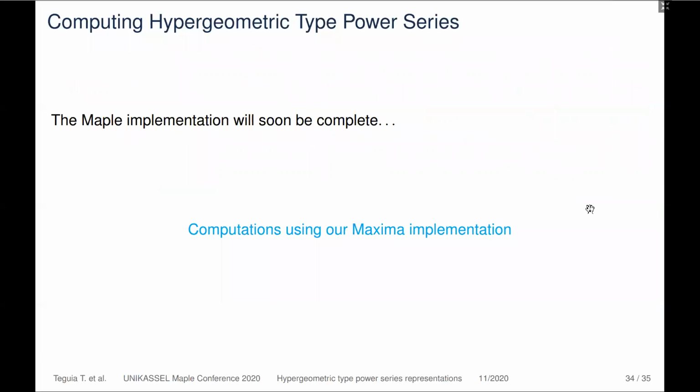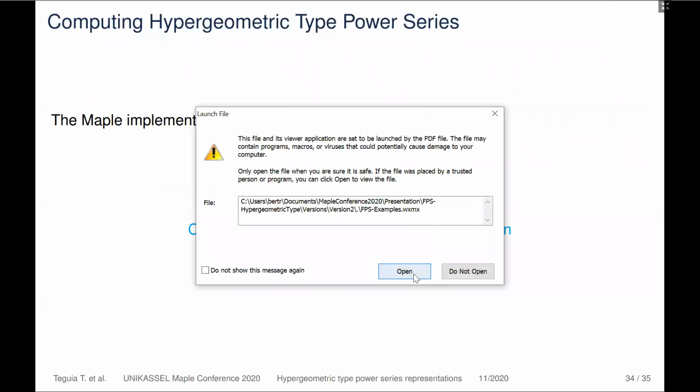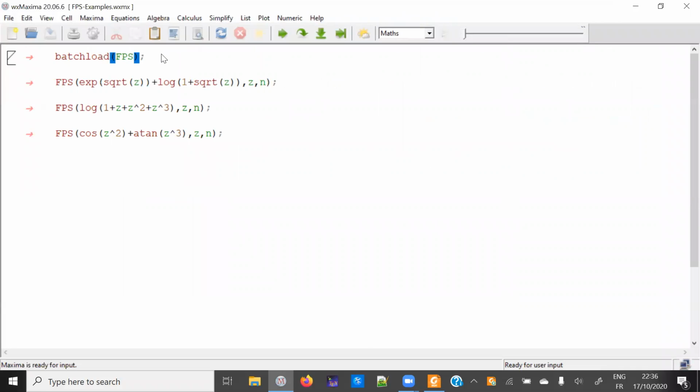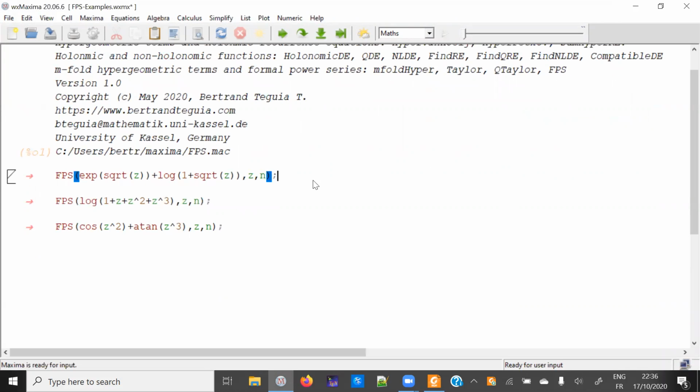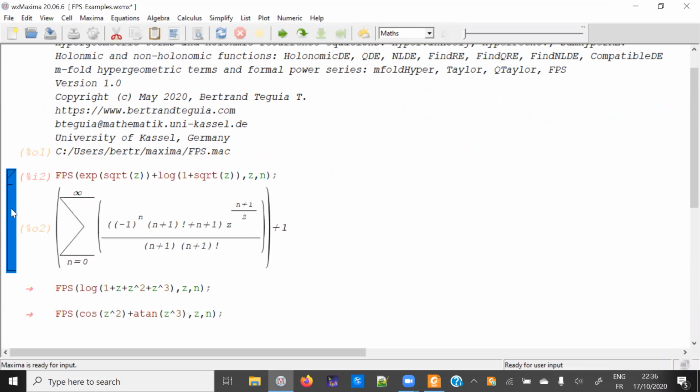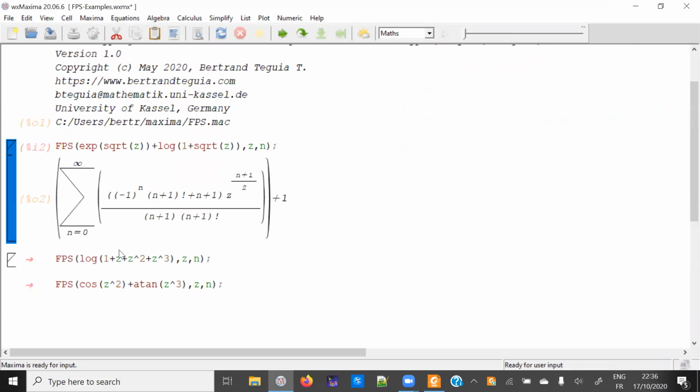Let's see some computation using our Maxima implementation, which is quite complete compared to our Maple one. Here we load our package. We compute the power series of exponential of square root of z plus log of 1 plus square root of z. Sometimes Maxima does not display the summation symbol, but here is the representation, which is fine.